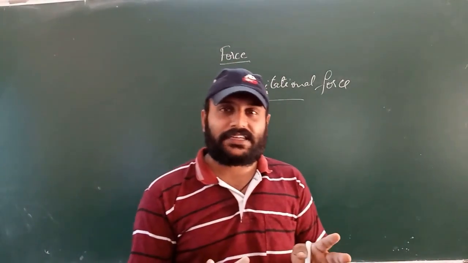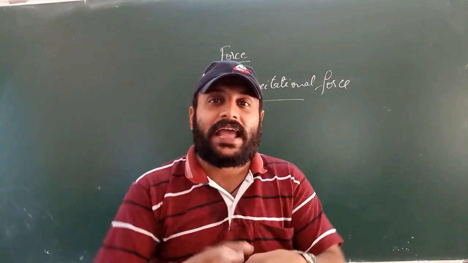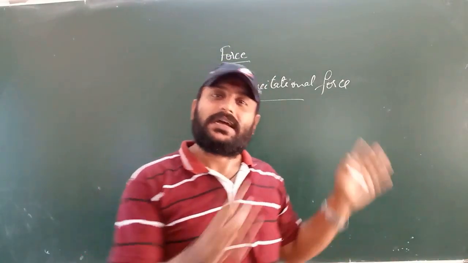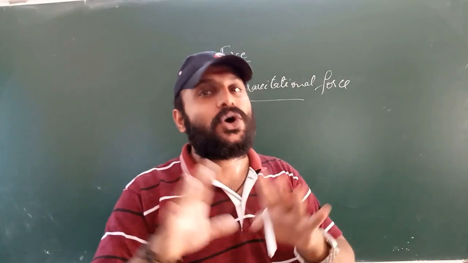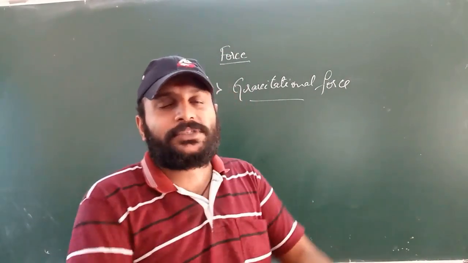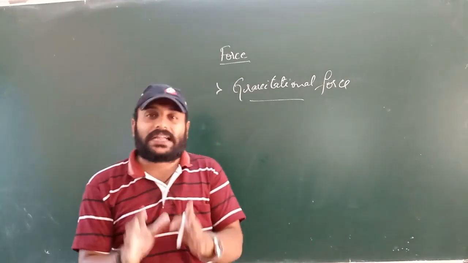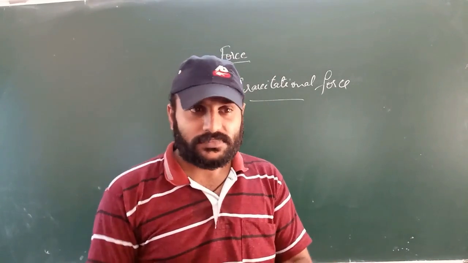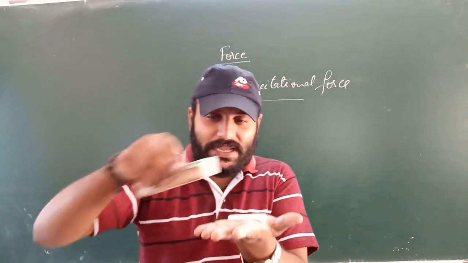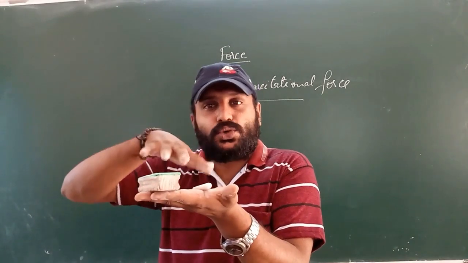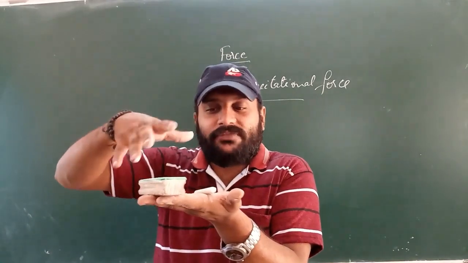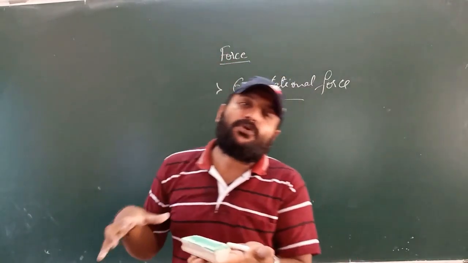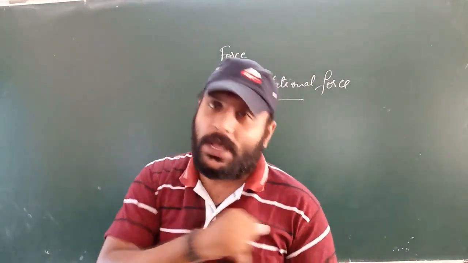Understood what is meant by gravitational force? It's a force of attraction between any objects which have mass in the universe. Gravitational force is not present only between the earth and the object. It's a force of attraction between any objects which have mass. For example, if I keep the chalk piece and duster here, these two are objects, and they have mass. So we can say that there is a force of attraction between objects which have mass. That force of attraction is called gravitational force. Now you will get one doubt.